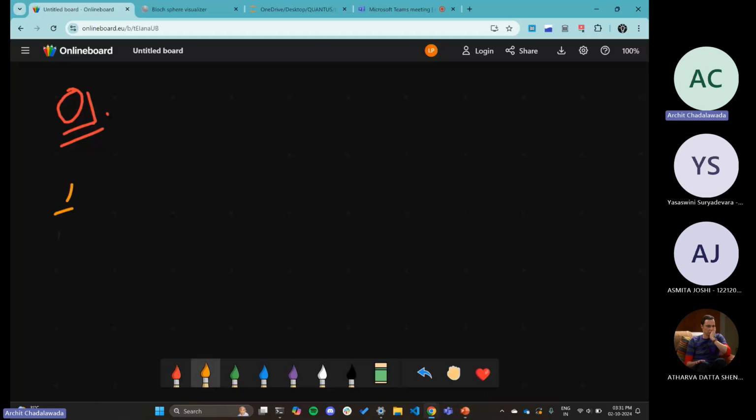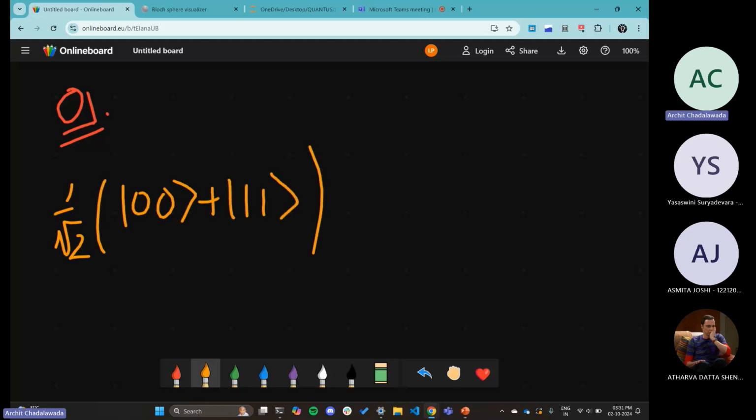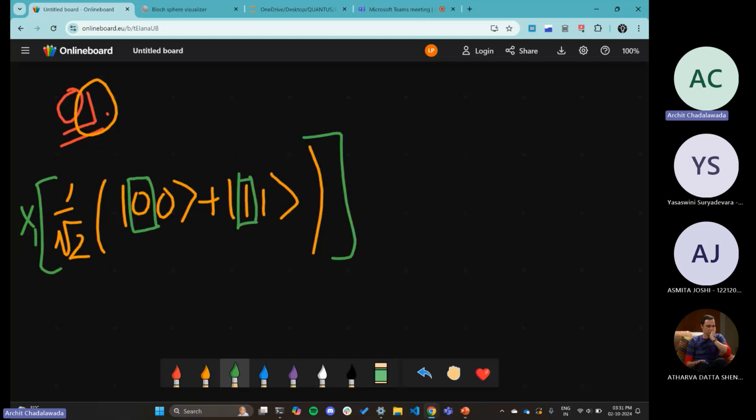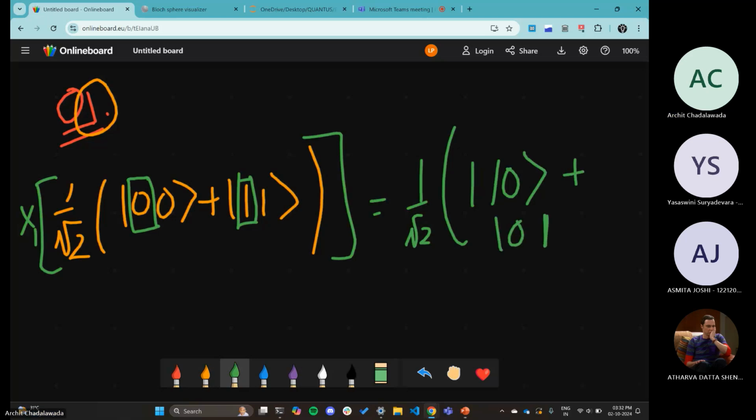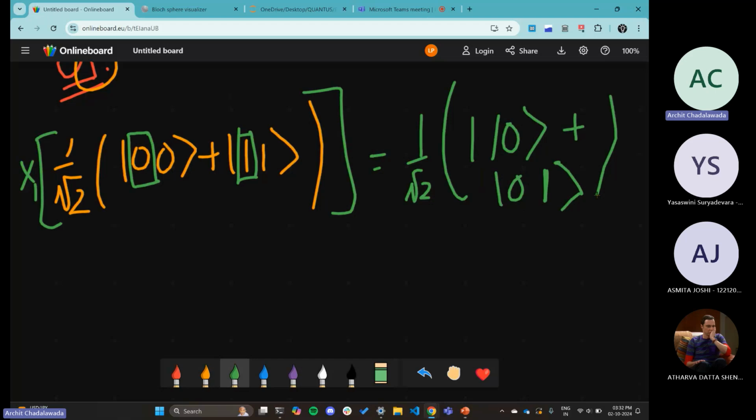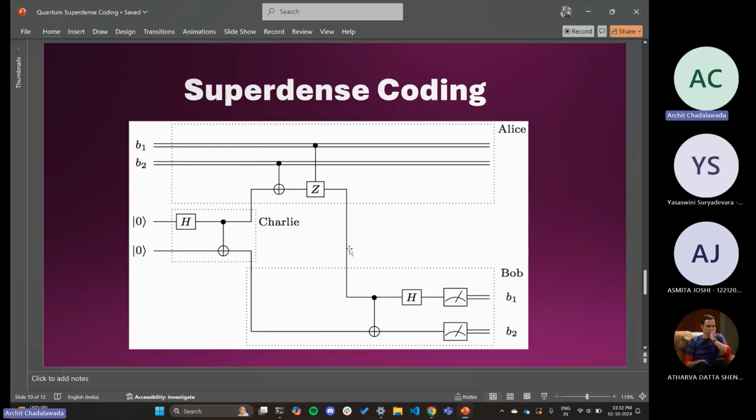So we started off with the Bell state, again 1 by root 2 into ket 0, 0 plus ket 1, 1. And she applies the X gate on the first qubit now because this classical bit is 1. What happens? It simply flips the value of the first qubit in both of the terms. We get 1 by root 2 into ket 1, 0 plus ket 0, 1. After applying this, Alice needs to send a qubit to Bob. And now Bob applies these two operations, the CNOT gate and the Hadamard gate.